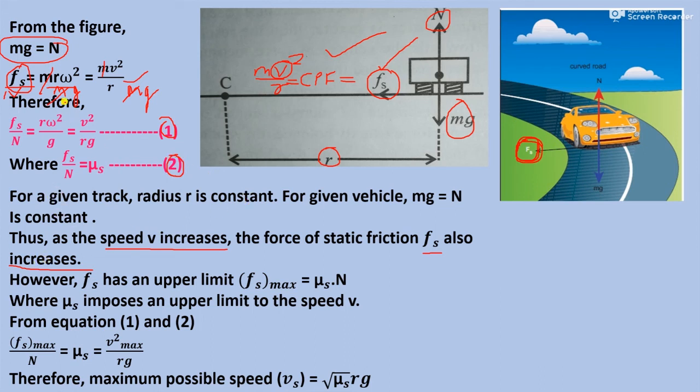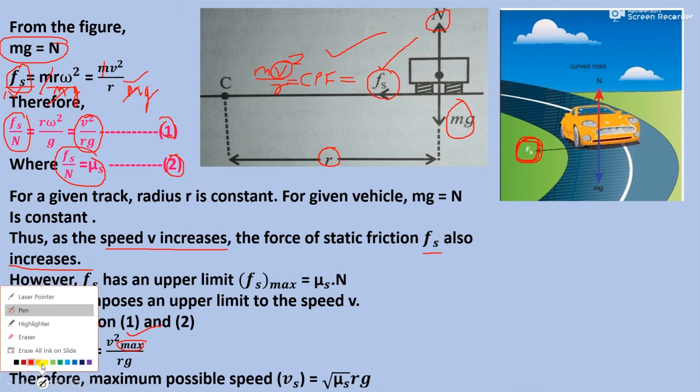Now what will happen if you consider equation 1? What is Fs by N? Fs by N is nothing but mu s. And Fs by N is also equal to v square by rg. So if you combine all these things, can I write Fs by N is equal to mu s, and is equal to v square by rg? Here we are calculating the maximum velocity with which the vehicle can take a turn. So we have to give the suffix max here. That will indicate the maximum velocity of the vehicle.